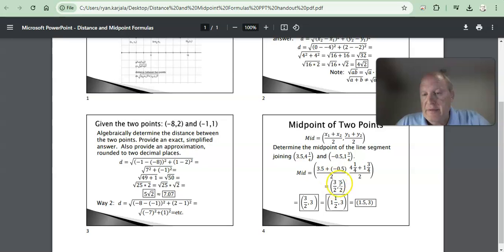So you get 3 halves and 6 halves, or 1.5, 3. So that's an example of the midpoint formula. So in this lesson, we covered the distance formula, and we covered the midpoint formula.